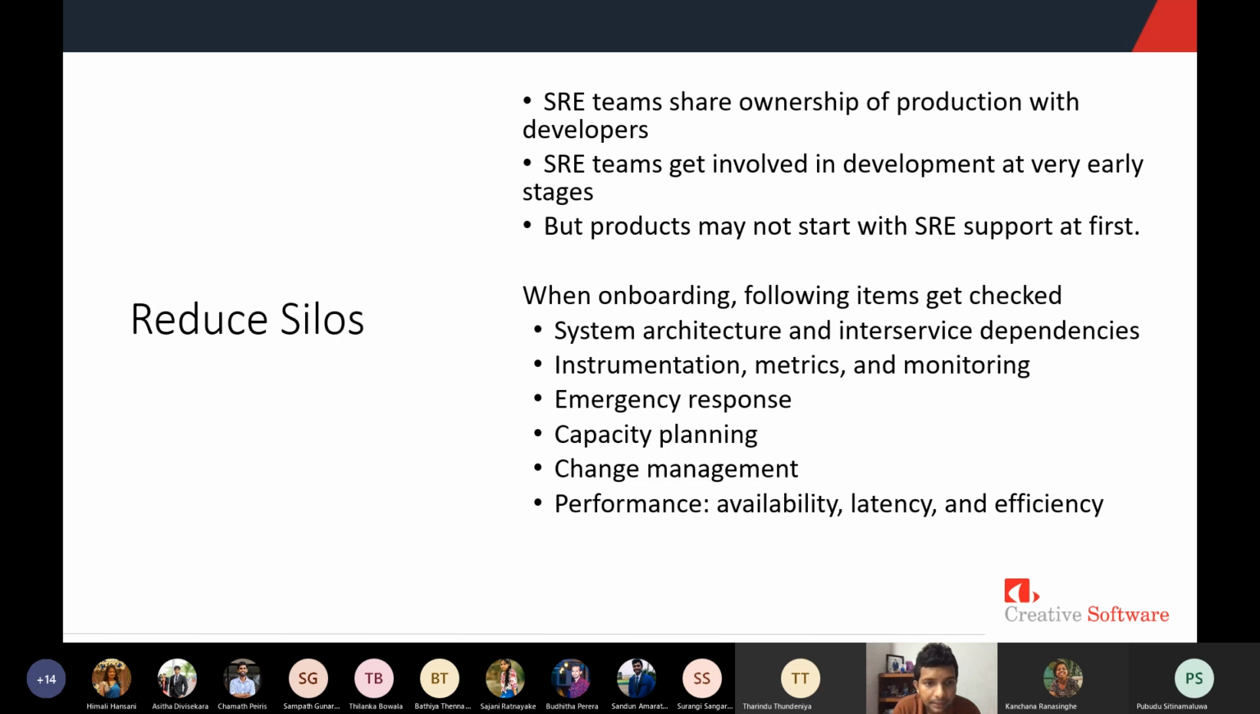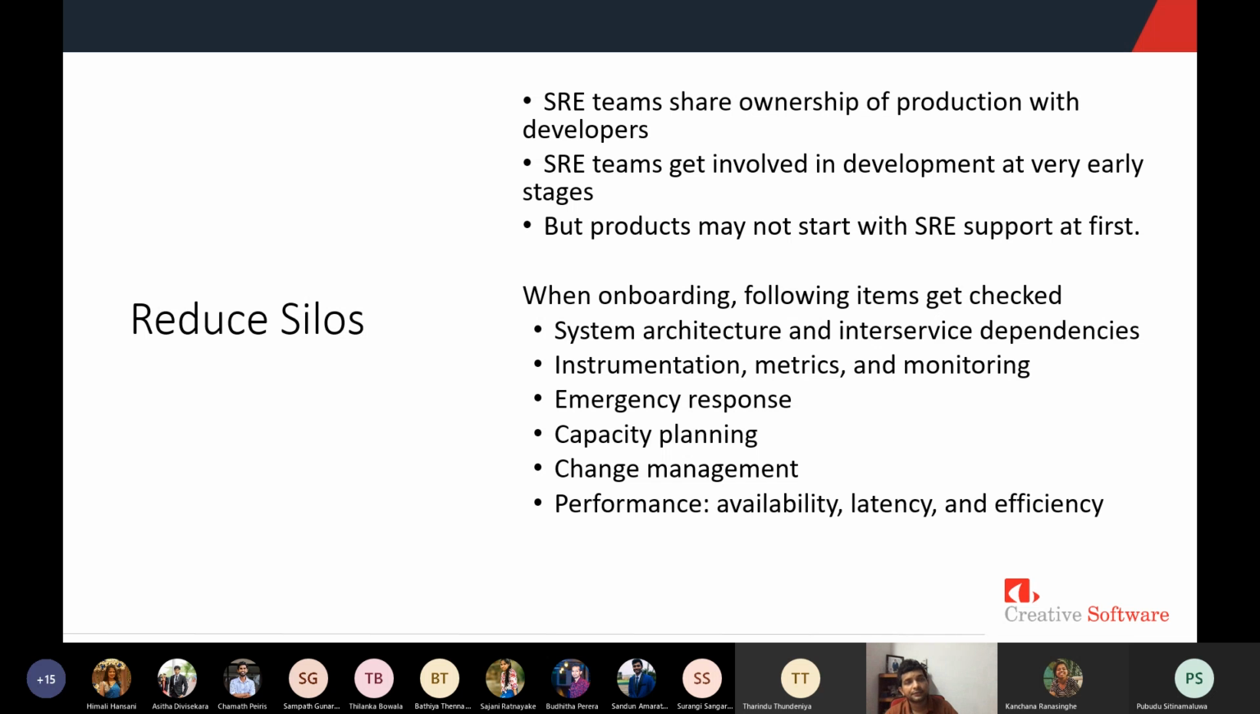And becoming a site reliability engineer is kind of an interesting thing. It's primarily a software engineering role, but you will actually get to touch different aspects of software engineering. For example, you will be working with system architecture and inter-service dependencies. You will be understanding how services work in a dependent manner. Then it's important to see the instrumentation, metrics, and how to monitor certain systems. That's also important. How to act on emergency responses.